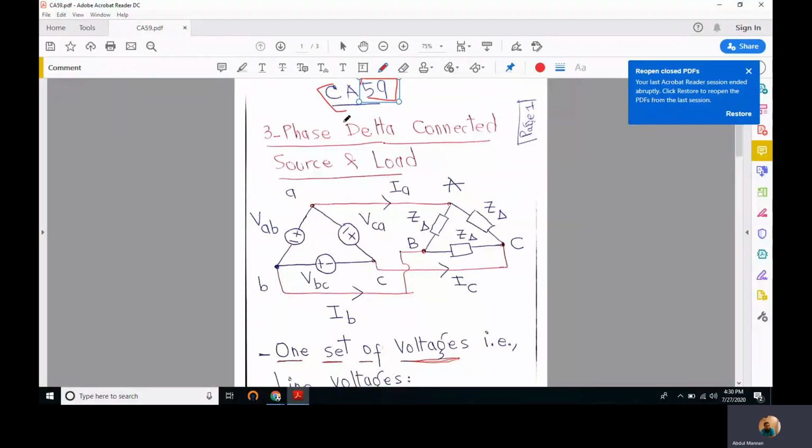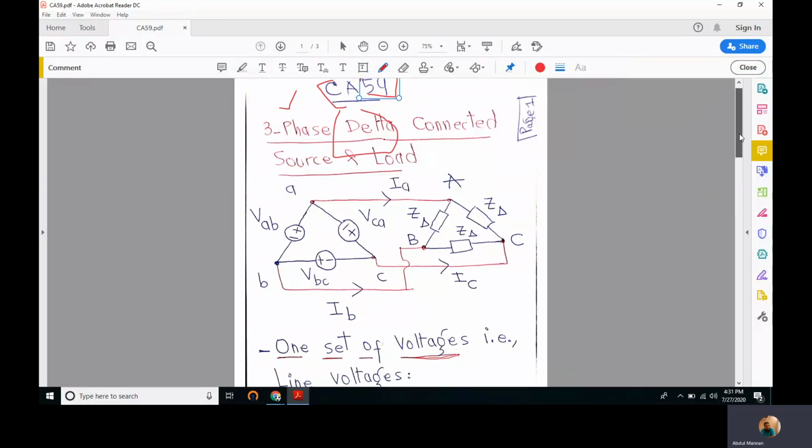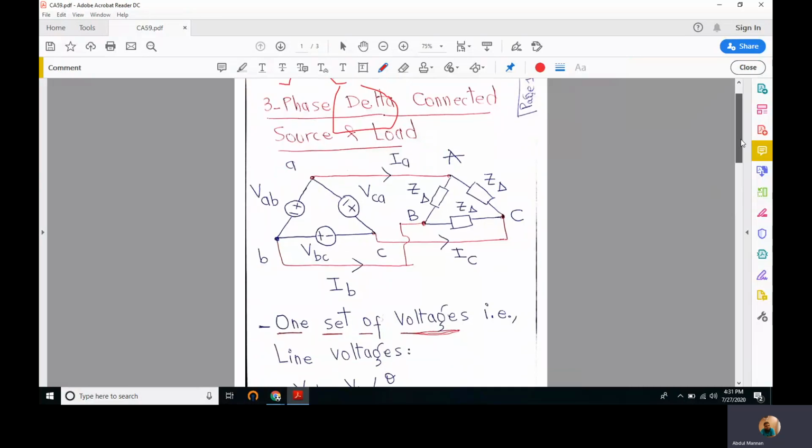We are studying circuit analysis, and in the last couple of lectures we have been studying three-phase Y-connected source and load. But in this lecture we will study three-phase delta-connected source and load. The primary difference between the delta and the Y system is the way in which the source and load components are connected. Both the source and the load are connected in the form of the Greek letter delta in this case.